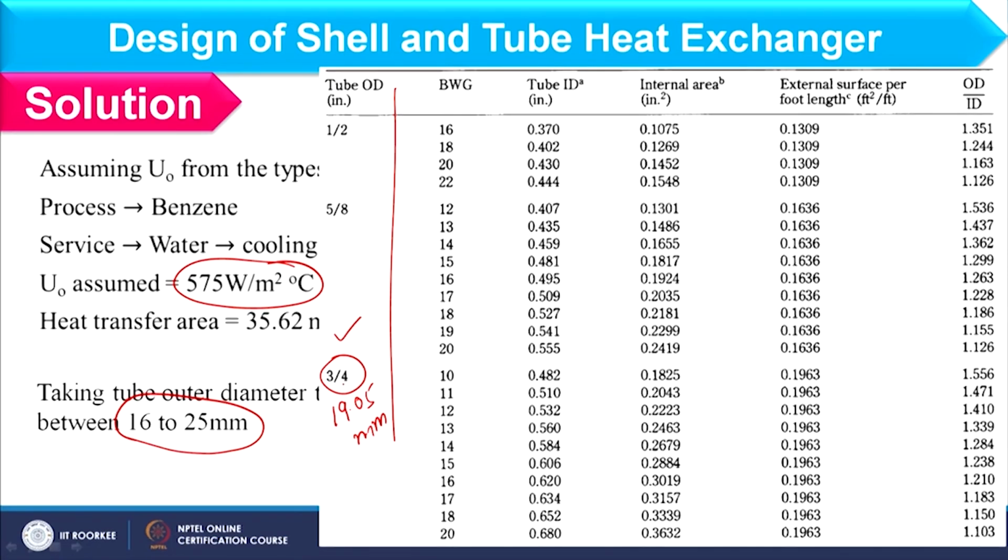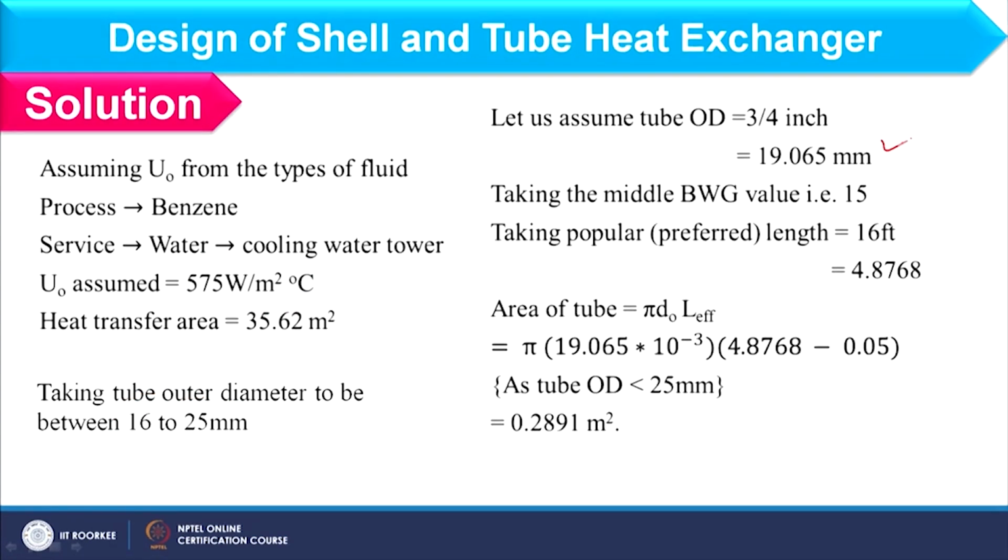So we should choose OD as 3/4 inch. How should I choose the ID of the tube? I can do that while selecting the correct BWG value, and the correct BWG value you can obtain from the middle of this complete range. So I am taking a BWG value of 15, and corresponding to this, the internal diameter of the tube becomes 0.606 inches. So the OD of the tube we can obtain as 19.05 mm, and the BWG value we have considered as 15.